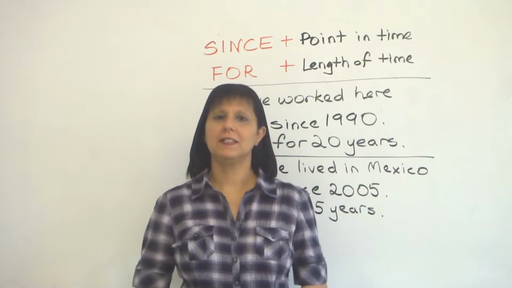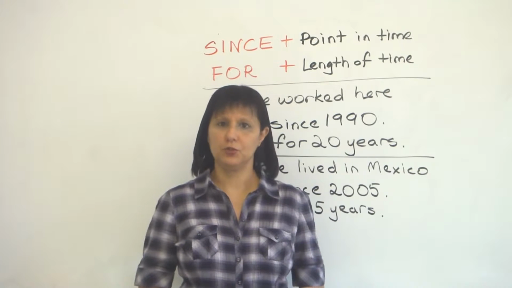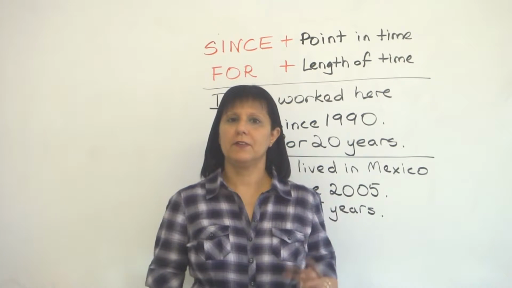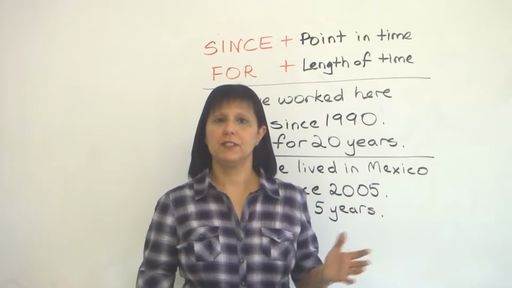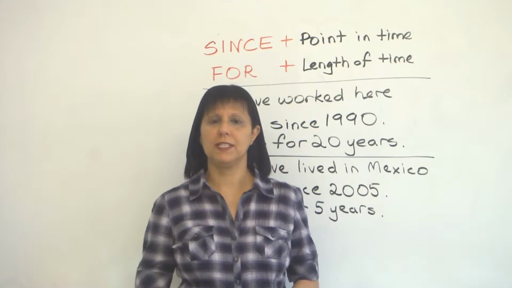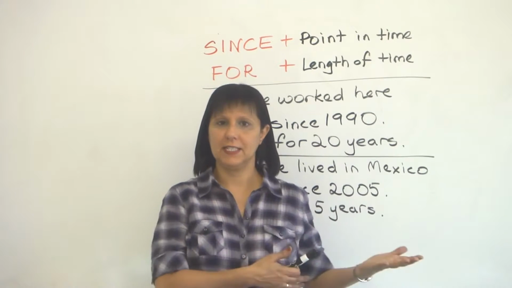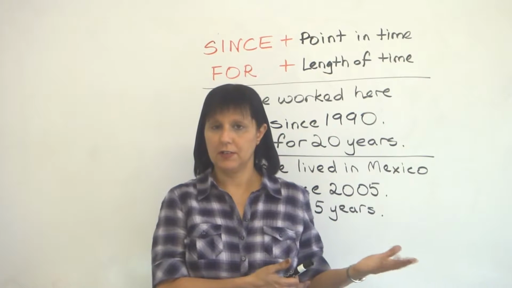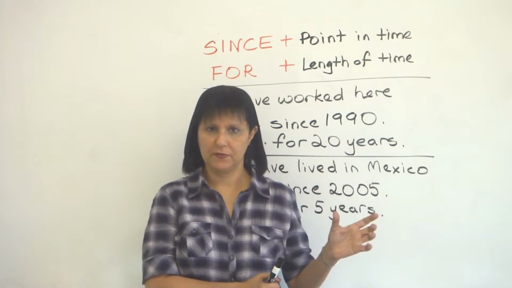My name is Rebecca, and in today's lesson we're going to talk about two commonly confused words that are used with the present perfect tense. Now the present perfect tense is usually when we say something like I have been, I have seen, you have gone, they have been, right? That is the present perfect tense.